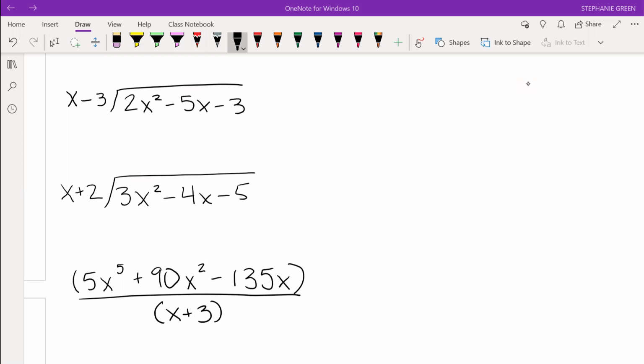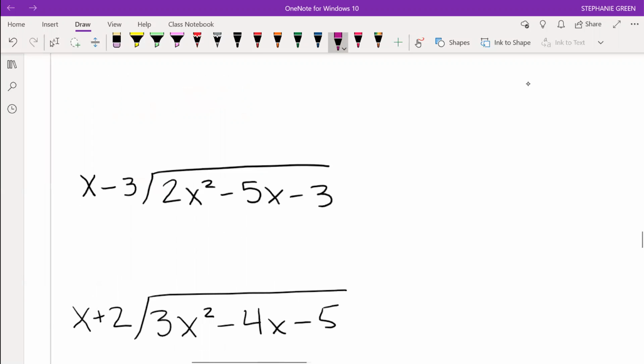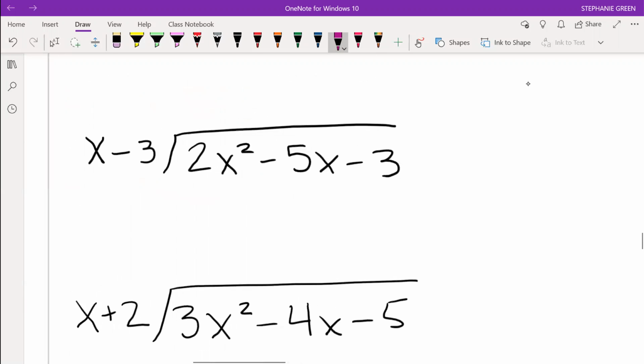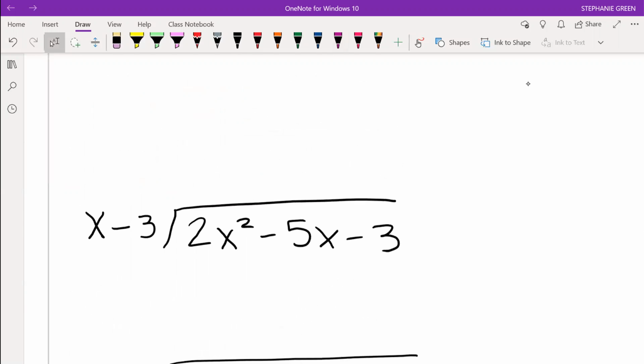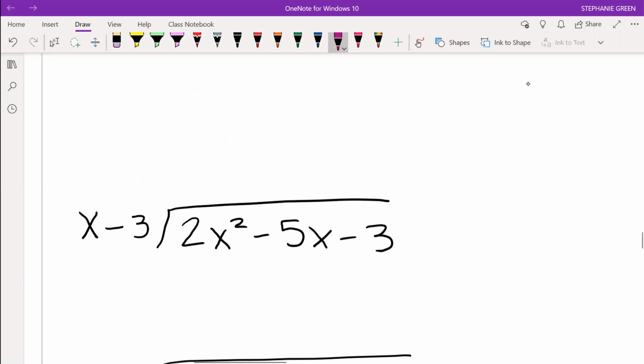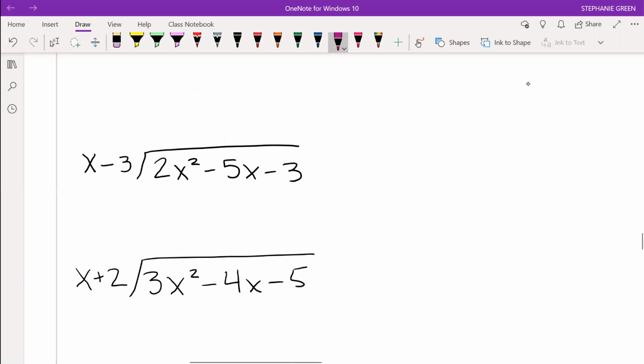So if I use synthetic division to solve these 3 problems instead of long division, I should get the exact same answer. But it's actually going to take us less time to do it. So let me show you how this works. So starting with this first one, 2x squared minus 5x minus 3 divided by x minus 3. So I'm going to set this up with synthetic division.